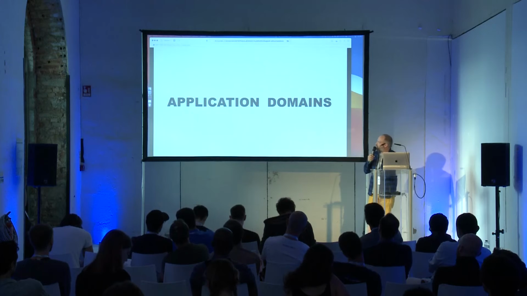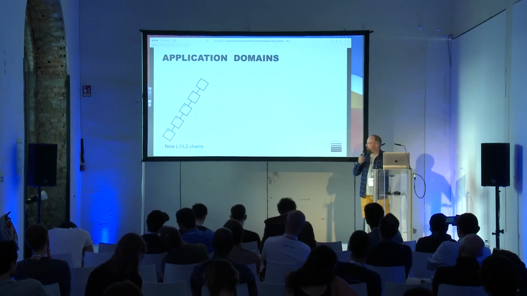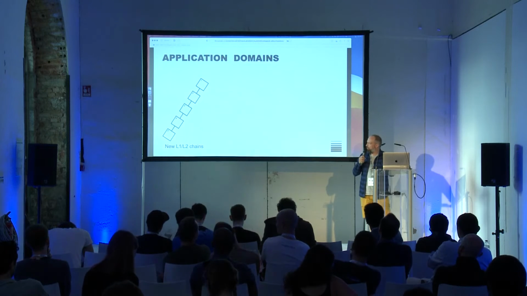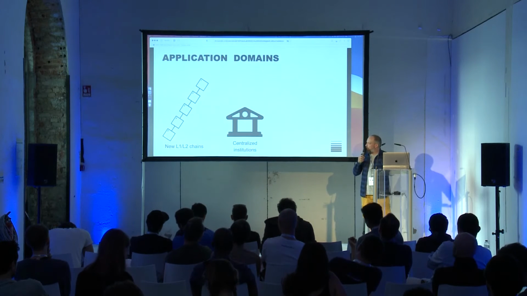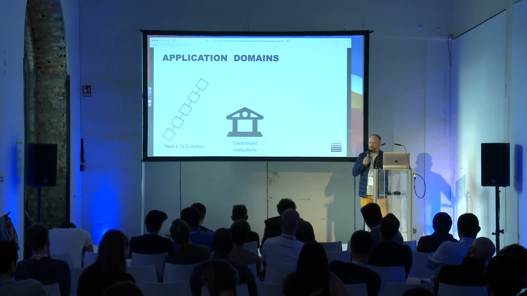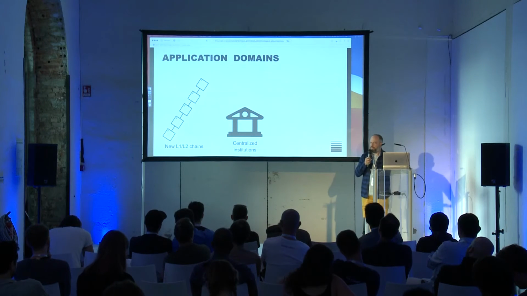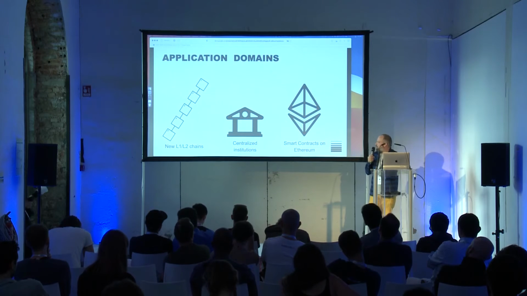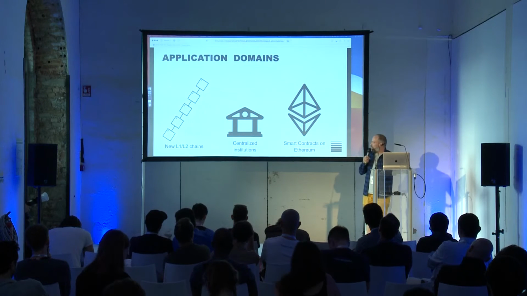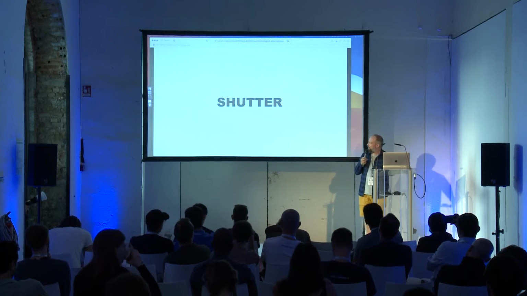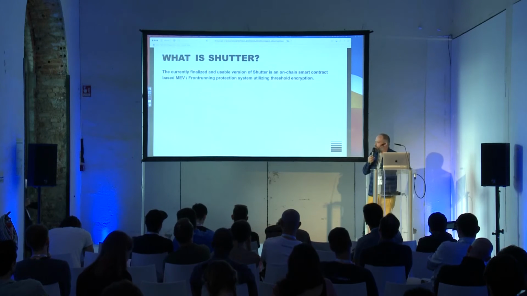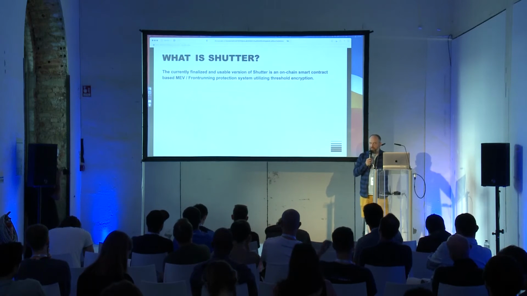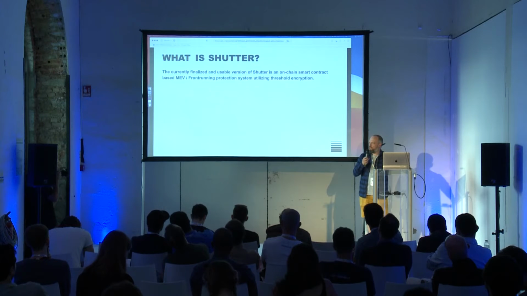And that is what we basically call the various application domains. So, as mentioned, either it could be a new L1 or L2 chain. You could also use some centralized institution that just promises to not front-run you, but that's obviously not desirable in a decentralized system. And then you have the current smart contract system on Ethereum, which is where Shutter comes in. So what is Shutter? It is a way to prevent front-running by using encrypted transactions and distributed threshold encryption.